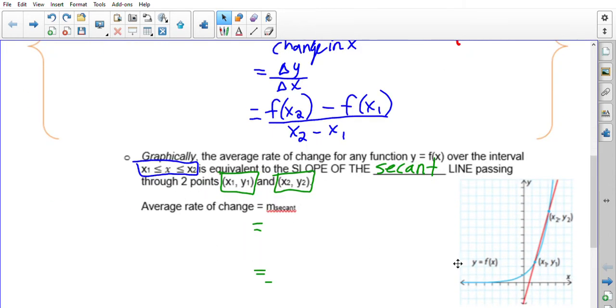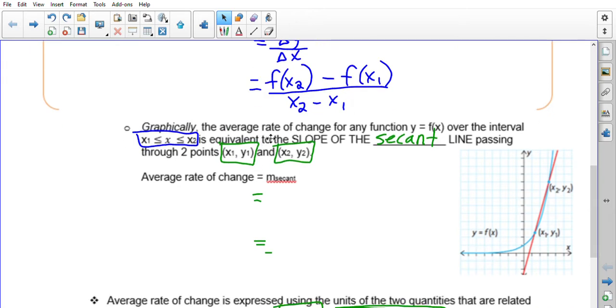Graphically, so sometimes I might give you a graph and then you have to visually see what the 2 points are. So maybe there's no equation given. The average rate of change for any function over the interval, same as before, but it's going to be equivalent to the slope of the secant line. So for example, you're going to pick the 2 points, or whatever the question's asking for. You're going to draw your straight line through the 2. Right, so this is the secant line here. That's passing through x1, y1 and x2, y2, whatever the question asked. So the average rate of change is equal to the slope of the secant.